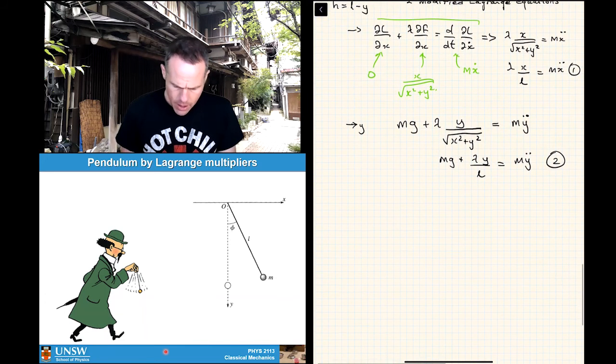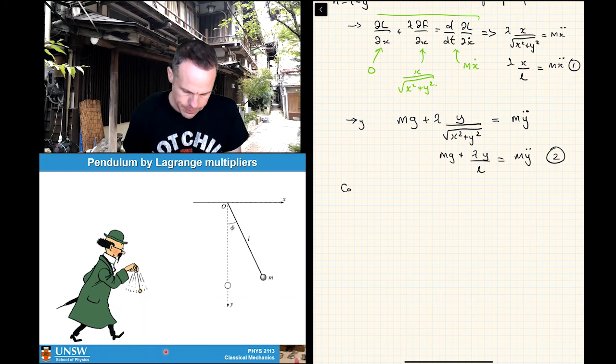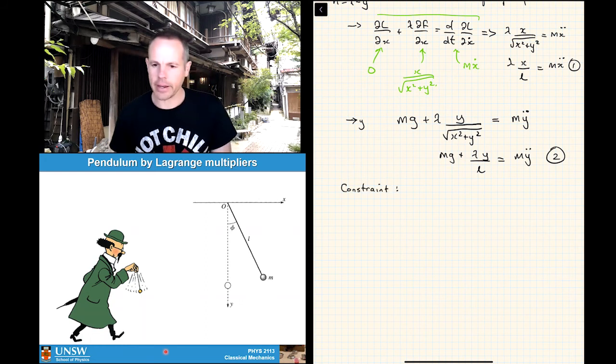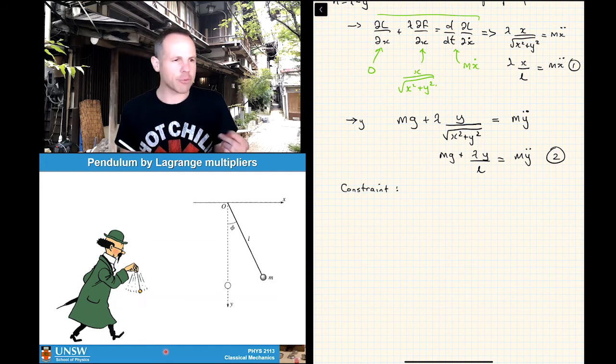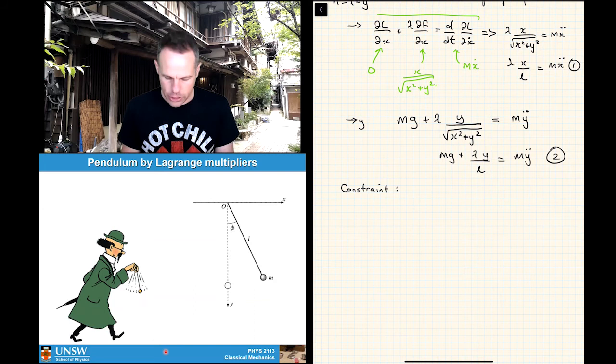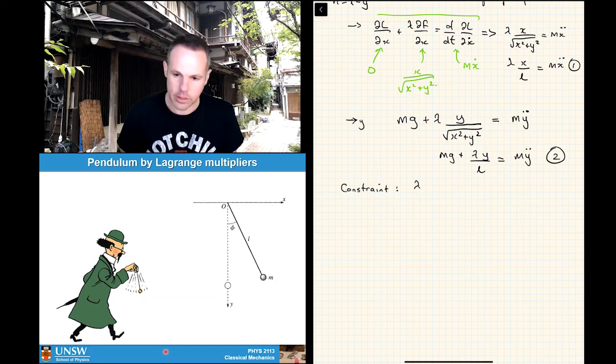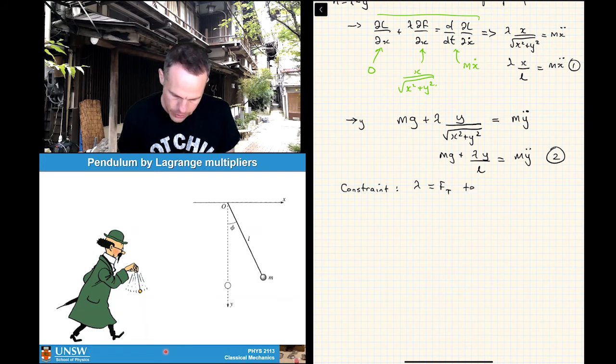And then I can deal with my constraint. And I'm going to do things very slightly differently here. Rather than just go, I've got a lambda, I need to work out what lambda is, I know what lambda is, right? I know that it's the tension in the rod. So I can just call this the tension in the rod straight up. I'm just going to call this F_T, tension in the rod.